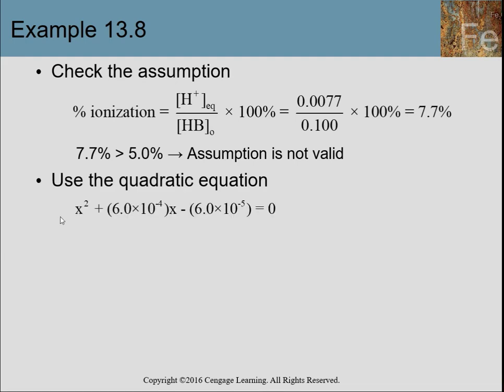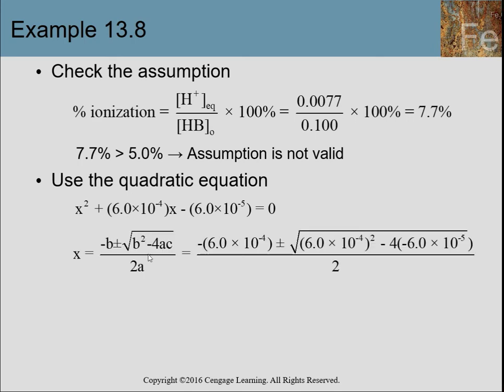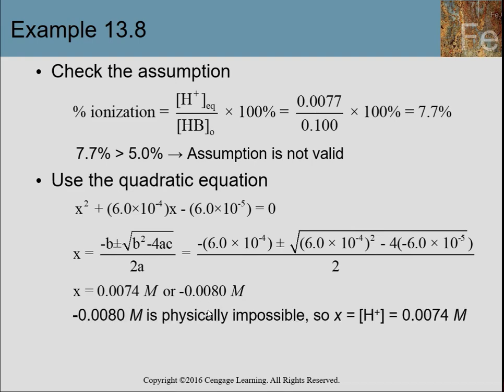So if I use the quadratic formula and do my cross multiplying, I get this. Put it into the quadratic equation, solve for two answers. One of them works because you can't have a negative concentration. So the concentration of the hydronium ion is 0.0074. Not a significant difference, but a more accurate difference considering that we had greater than a 5% ionization. So we have to do, since it's 7.4%, we have to do it fully using the quadratic formula to get the most accurate possible answer.